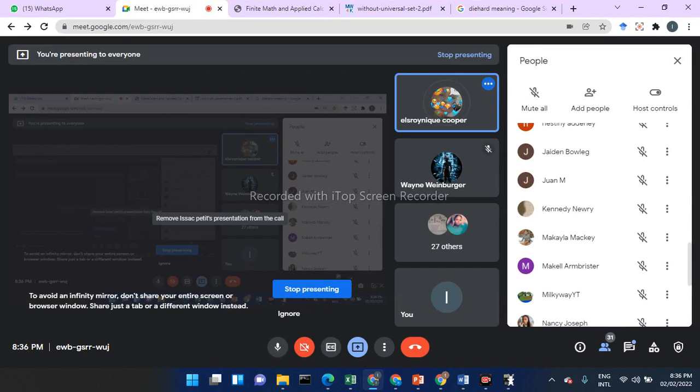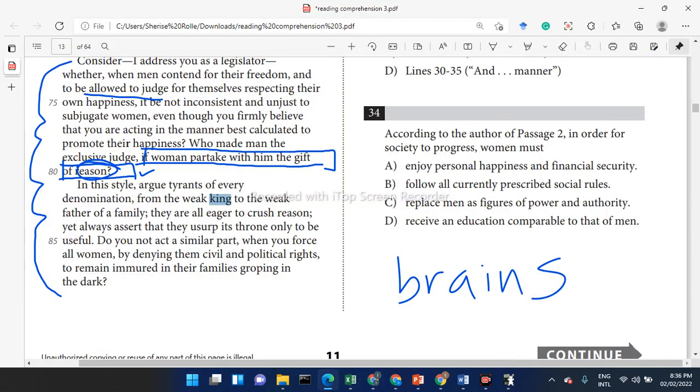Yes, sir. Okay, all right. So that's the idea. She's saying, why can men say what's best for themselves, and yet they also have the right to say what's best for women, when women and men have the same brains? And so why cannot they also say what's best for them? You understand what I'm saying? Yes, sir.